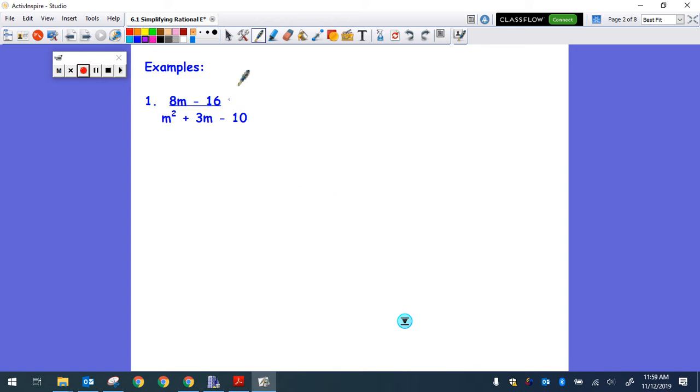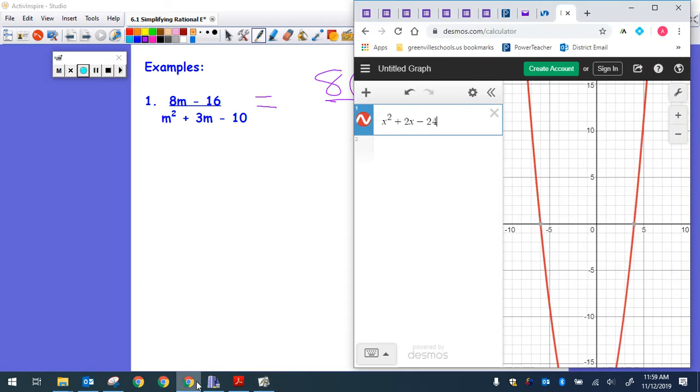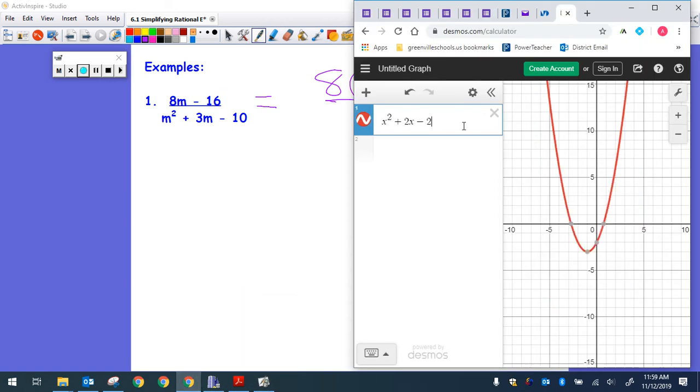All right, let's do another one. So on top, what will go into 8 and 16? An 8. So I'm going to take an 8 out. And that leaves me with m minus 2. I'm going to show you how to do the factoring with Desmos, just to refresh your memory. Remember with Desmos, you have to use x's. You can't use m's.